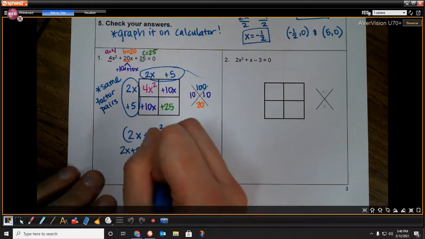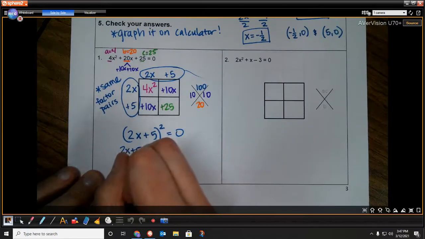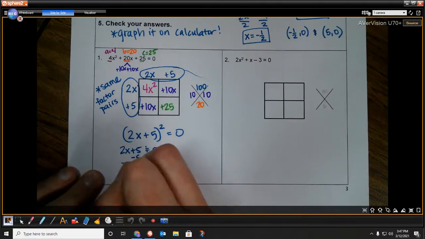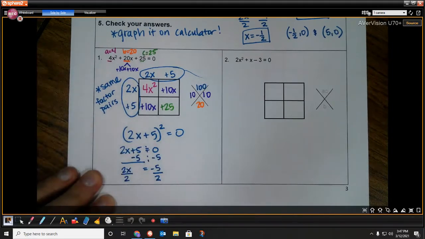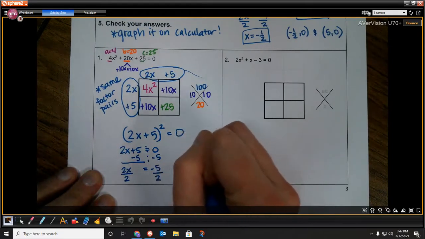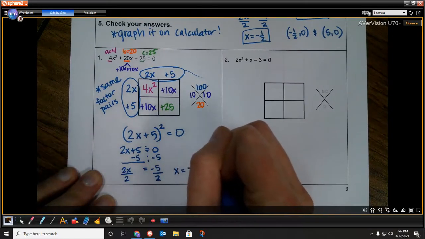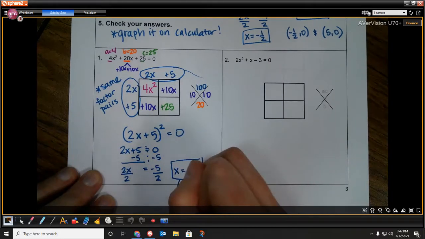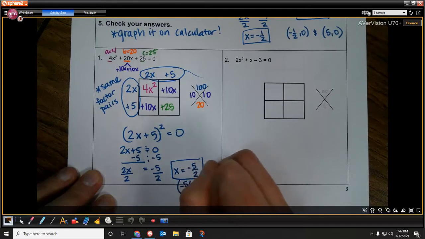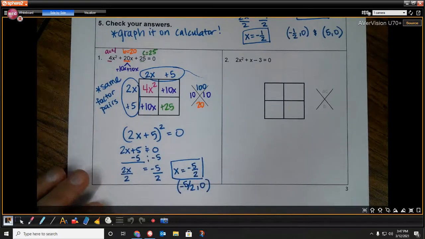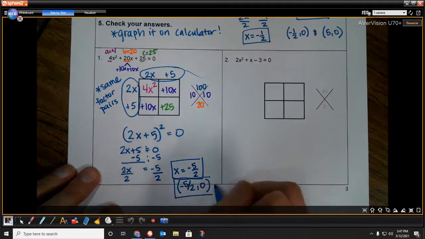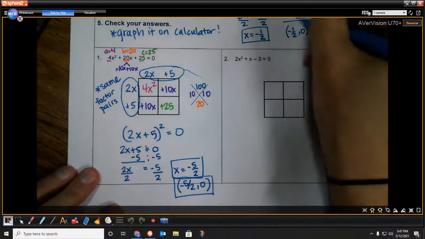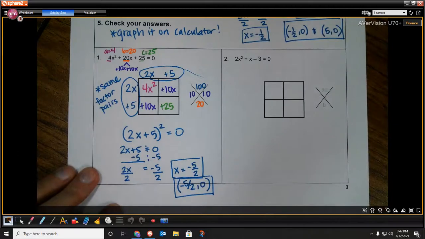So then we go here, and we're going to subtract 5. We're going to solve for x from both sides. So we say 2x is equal to negative 5. We divide both sides by 2, and my x is equal to negative 5/2. Okay? We can also write that as an ordered pair, which is negative 5/2, 0. So that we can write our solutions both ways here. All right, we can write our solutions those lovely ways.